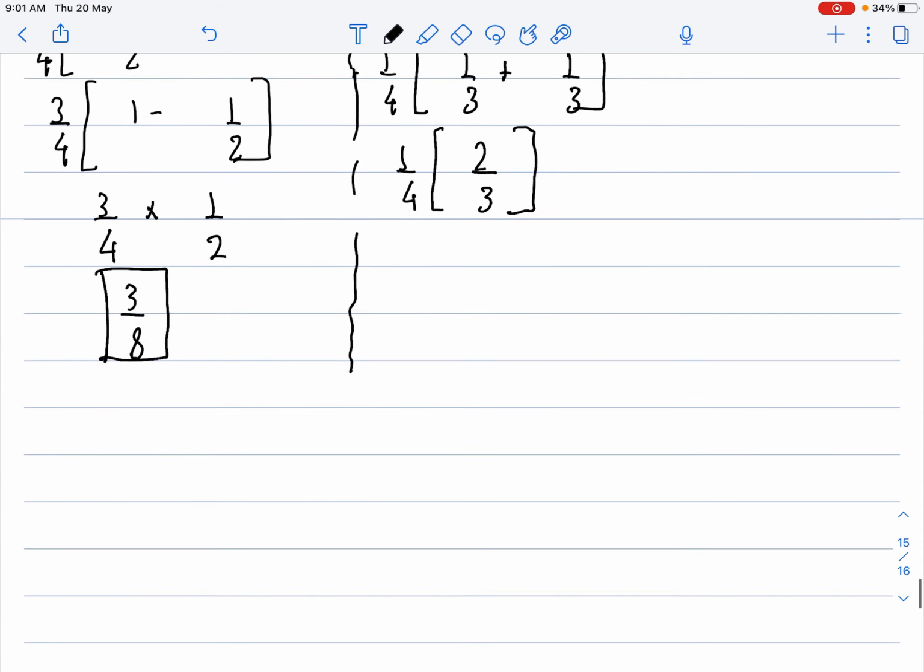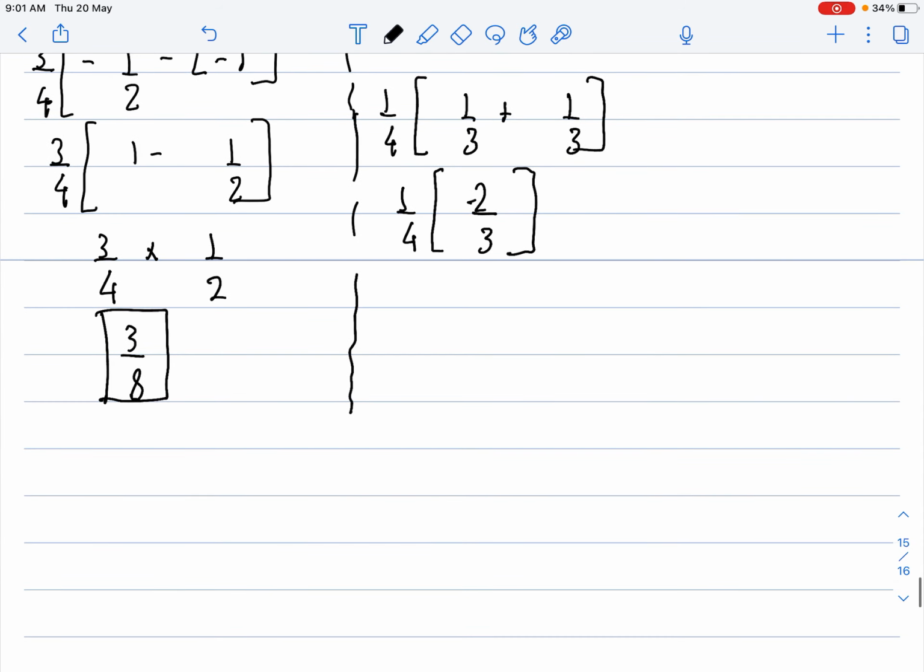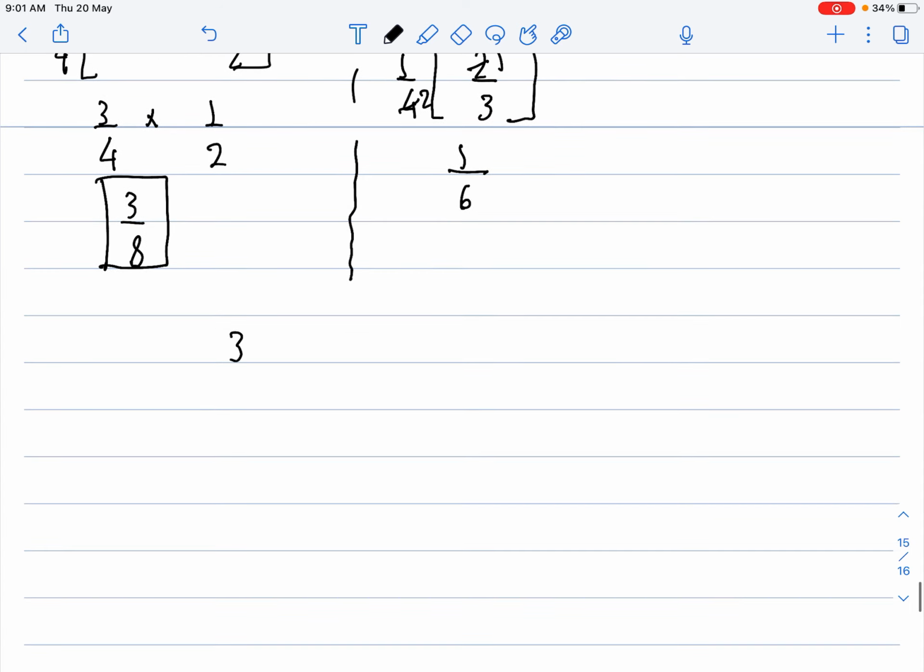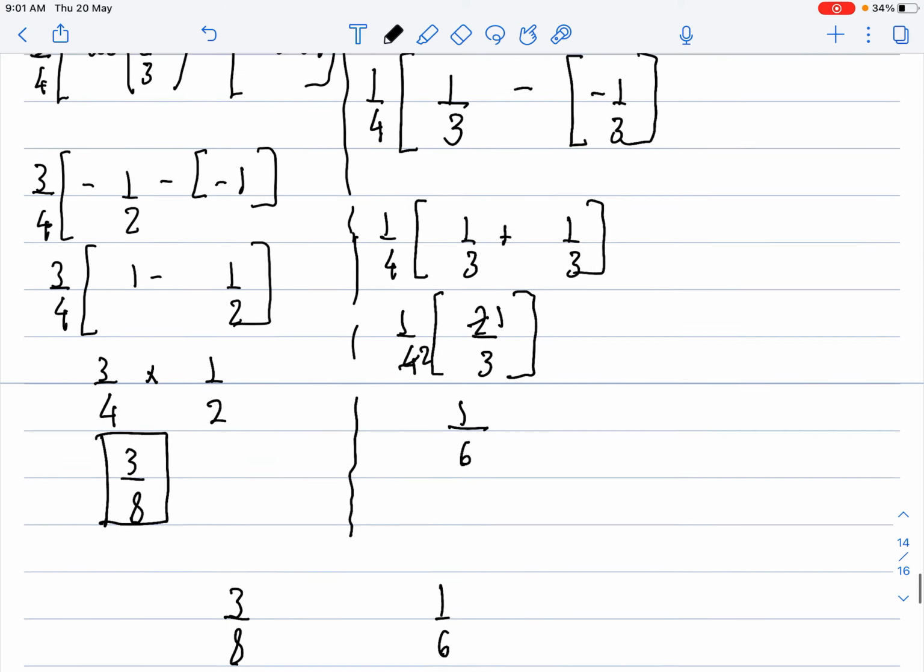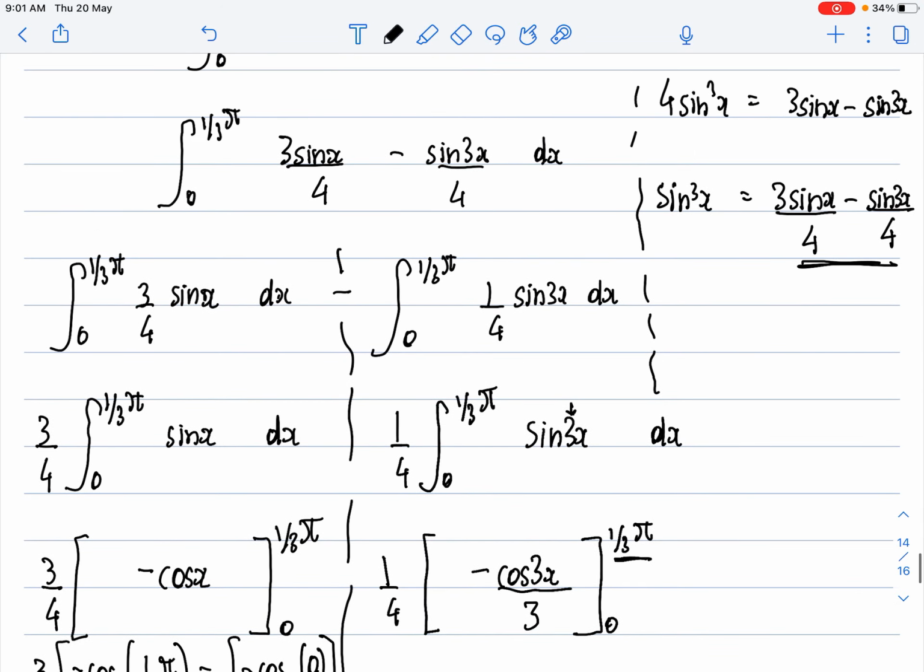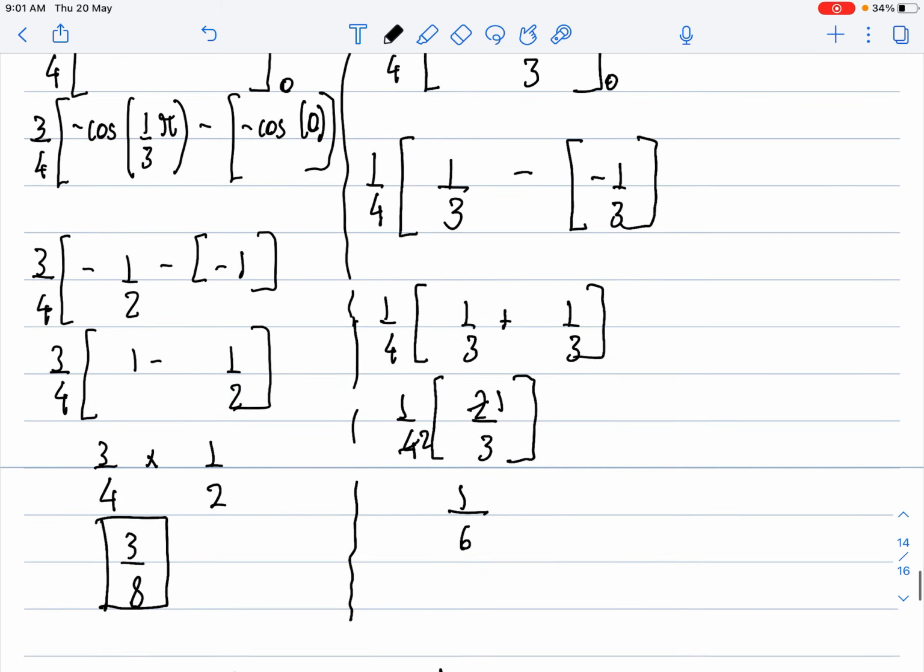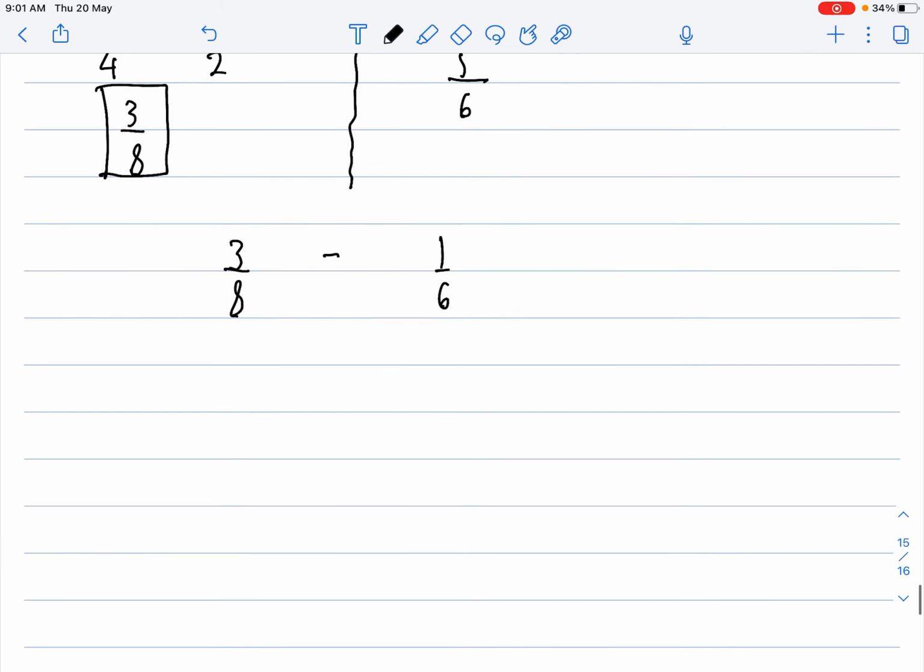Got it? So now I can simply write this as 2 ones are 2, 2 twos are 4, to get 1 over 6. So now I can write this as 3 over 8, 1 over 6. The sign in the middle will simply be a negative. Okay. So now I can simply solve this on my calci. 3 over 8 minus 1 over 6 will give me my answer as 5 over 24, which is the final answer of the question.